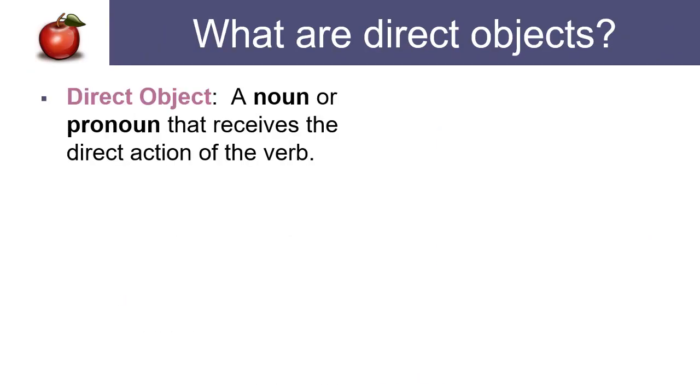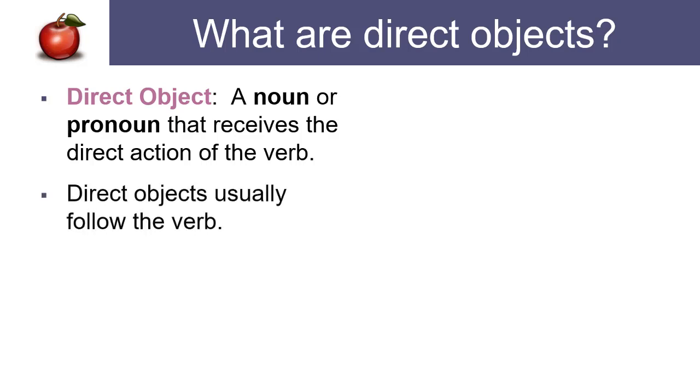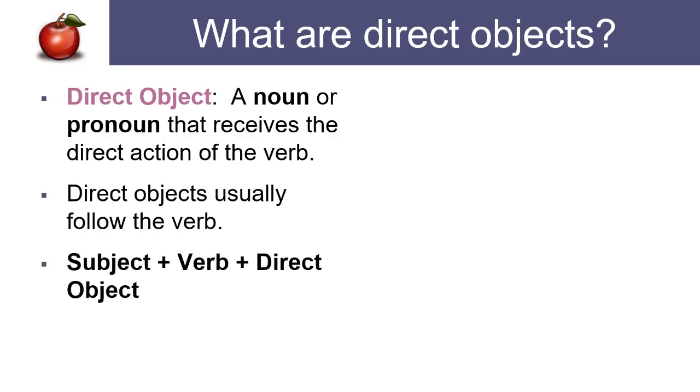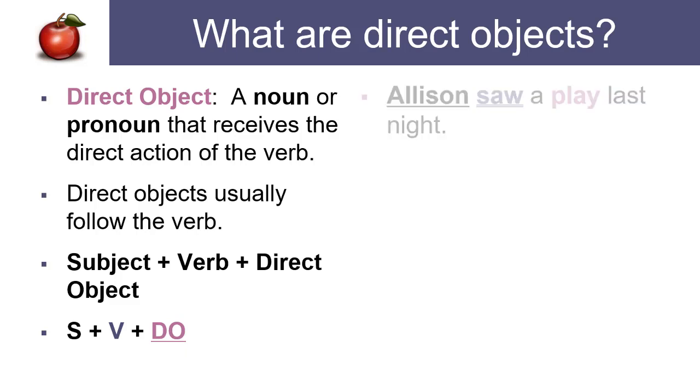What are direct objects? A direct object is a noun or pronoun that receives the direct action of the verb. Direct objects usually follow the verb. Here's a look at the structure, how a direct object appears in a sentence. You have the subject, the verb, and the direct object comes right after the verb.